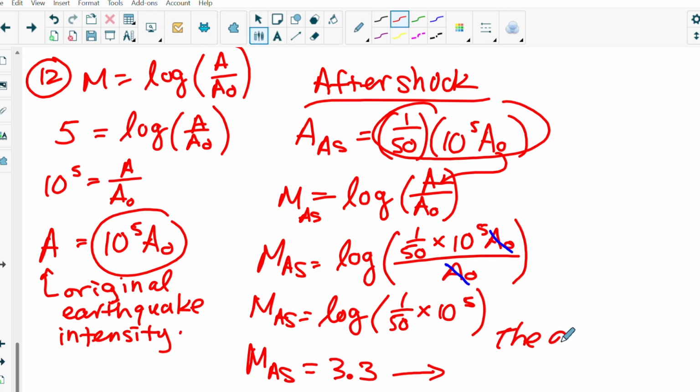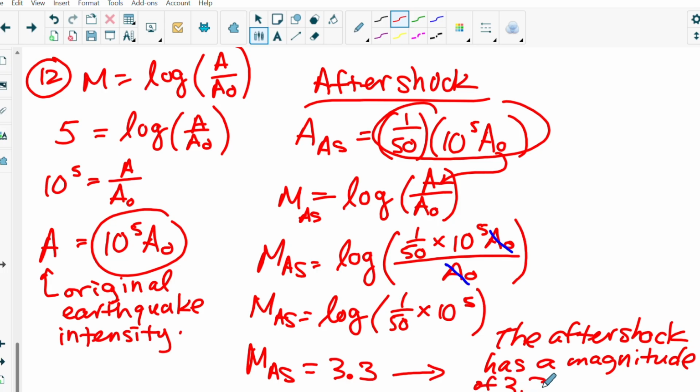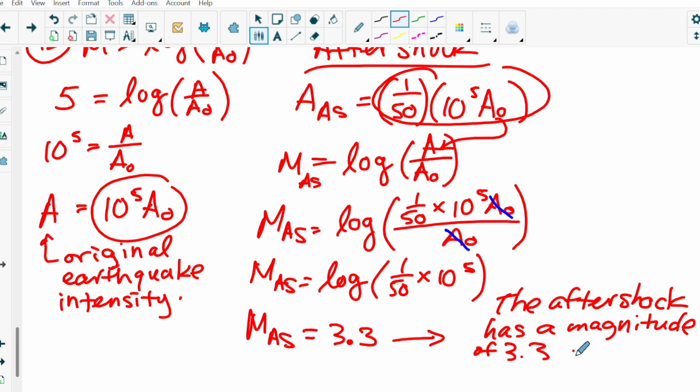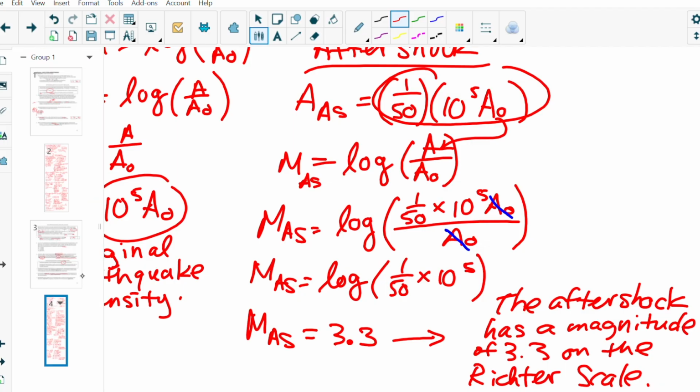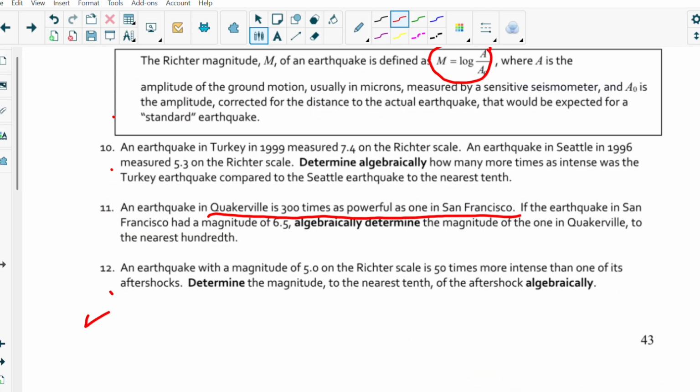The aftershock has magnitude, spelling magnitude, of 3.3 on the Richter scale. Okay, and that is the last one. So we are done.